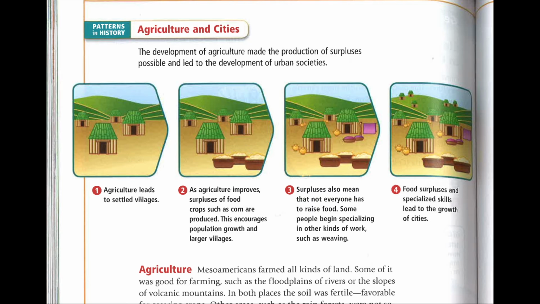Step 3. Surpluses also mean that not everyone has to raise food. Some people begin specializing in other kinds of work, such as weaving. Step 4. Food surpluses and specialized skills lead to the growth of cities.